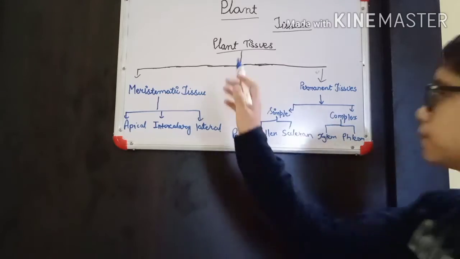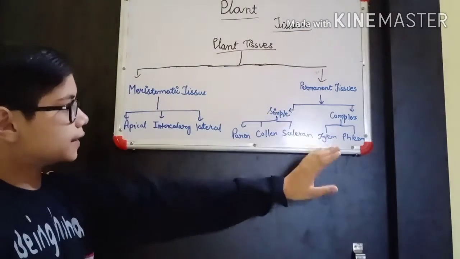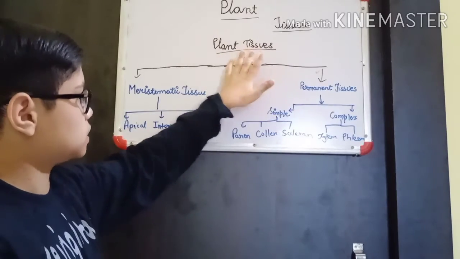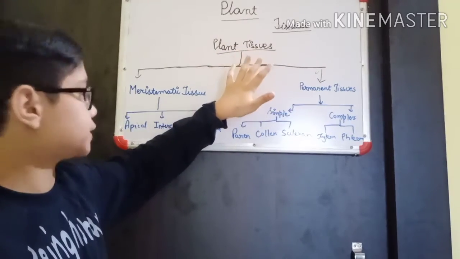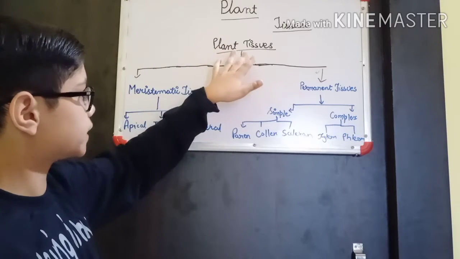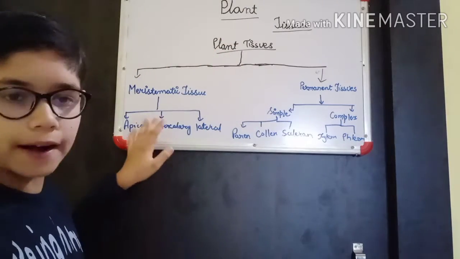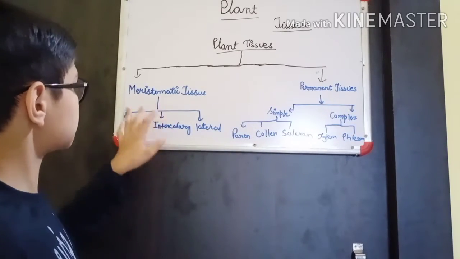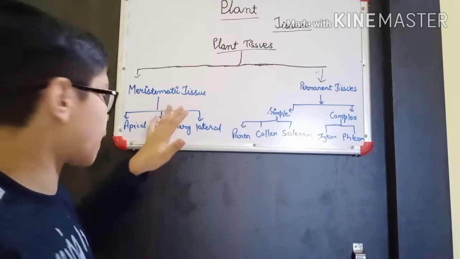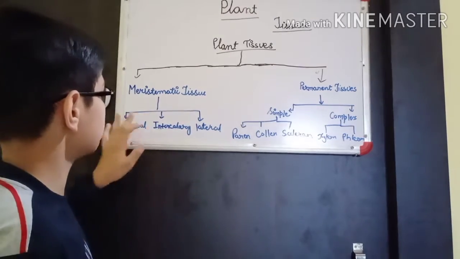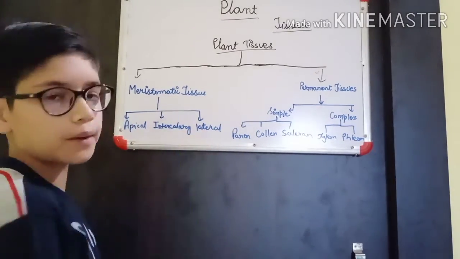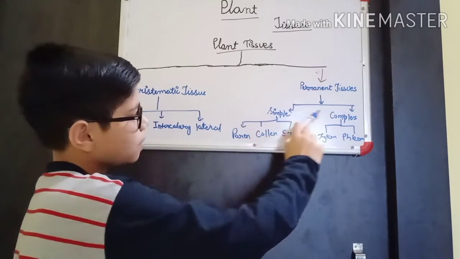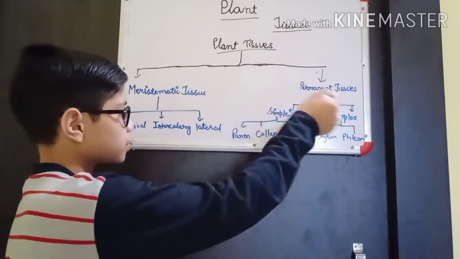This is the diagram drawn on the board in front of me. Let us understand with the help of this diagram what plant tissue is. There are many parts in plant tissues, written here. Plant tissues have two parts, as I told you: meristematic tissue and permanent tissue. Meristematic tissue has three parts: apical meristem, intercalary meristem and lateral meristem. Permanent tissue has two parts: simple tissue and complex tissue.